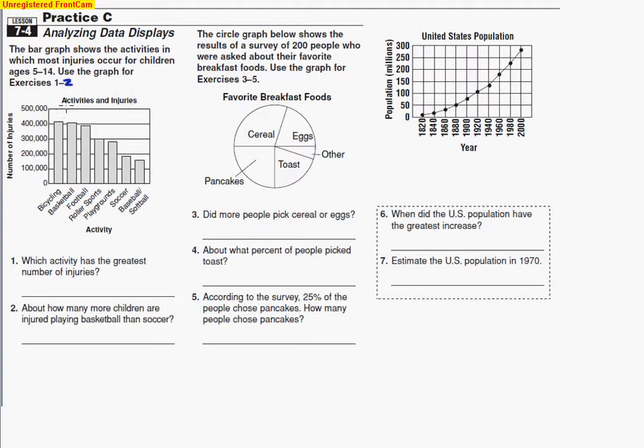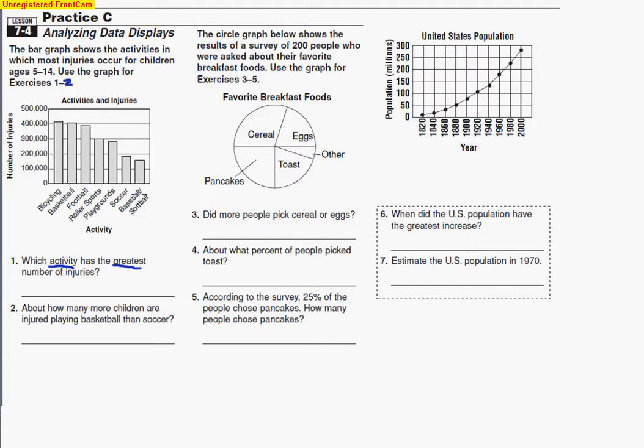I look at the title, it tells me what the different aspects of the bar graph give me. So we have activities and injuries. Down on the x-axis, the horizontal axis, we have the different activities. On the y-axis, we have the injuries. This is the number of injuries. And so we want to find the activity that has the greatest. We look at these different activities, and we want to find the one with the biggest bar, the highest bar, because we have more injuries when we go up this axis.